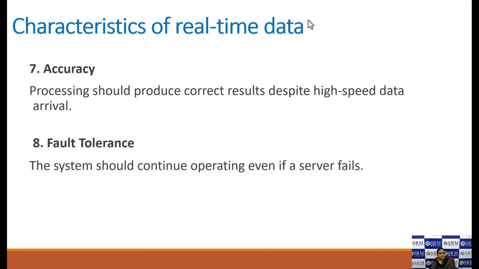Accuracy. Processing should produce correct results despite high-speed data arrival. Fault tolerance, no fault is acceptable. So the system should not fail in any case. Even if your server fails, there should be a backup and it should start working. So these are the 8 characteristics of real-time data.